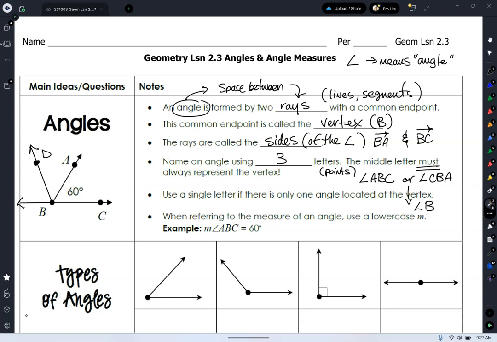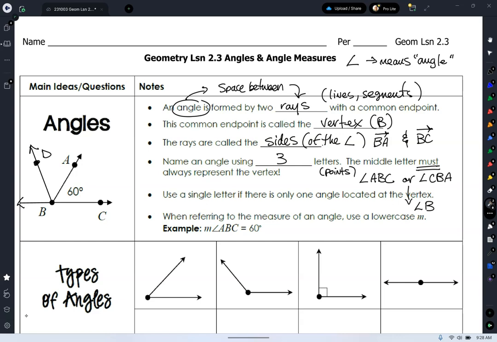Okay, you got that added onto your drawing now? Now watch this. This right here is angle ABC or angle CBA. It is no longer okay to call that angle B. Why? Because there's more than one angle that shares the vertex point B.